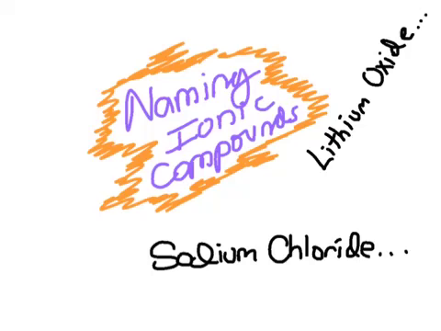Alright, let's talk about how you name these things. Now that we've talked about how to put them together, let's give them some names. This is your first chance to actually name chemical compounds that you're learning about. Now, before we begin, let's start off with a quick review.